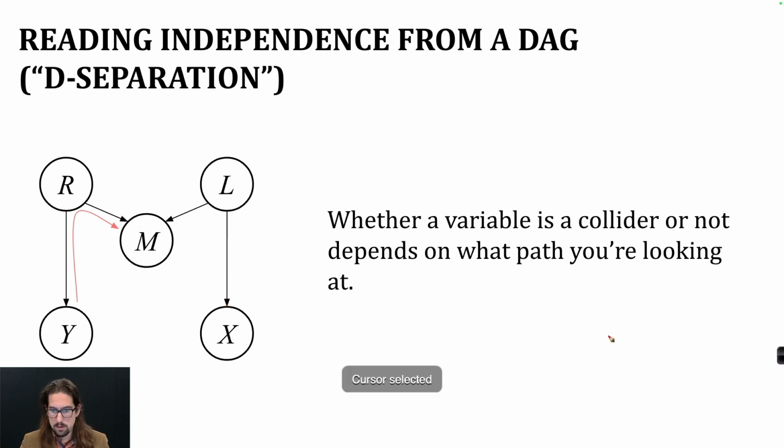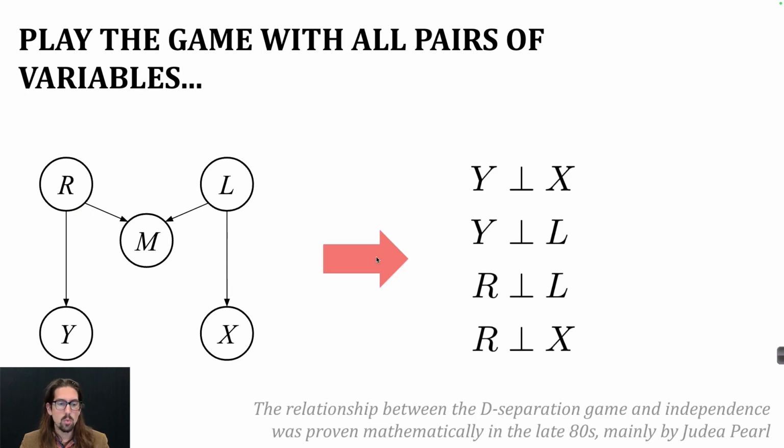So given that, we can immediately read off all of these independencies. Why? Let's just look at x and y. So x is independent of y because we need to ensure that all paths between x and y are blocked. There's only one path from x to y. It's this one, right? And it's blocked by m.